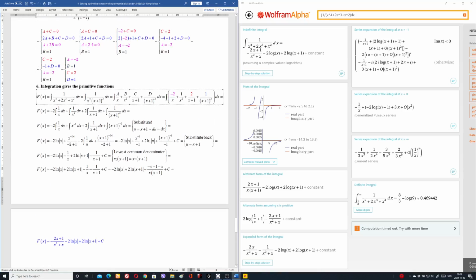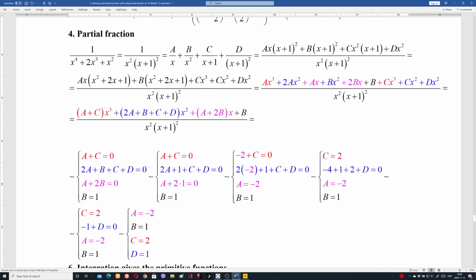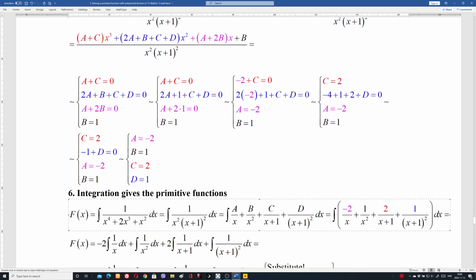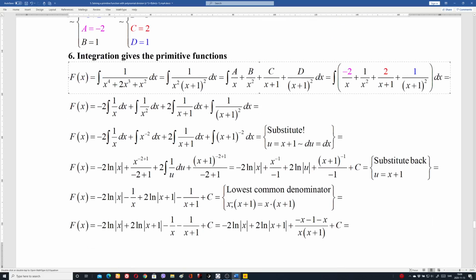Okay? So guys, this calculation was right.